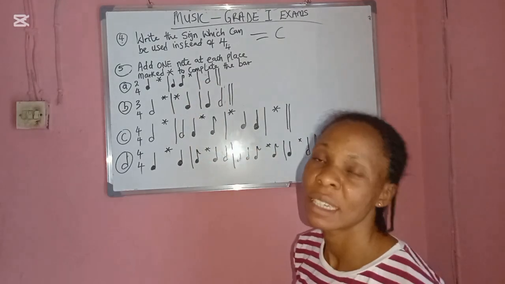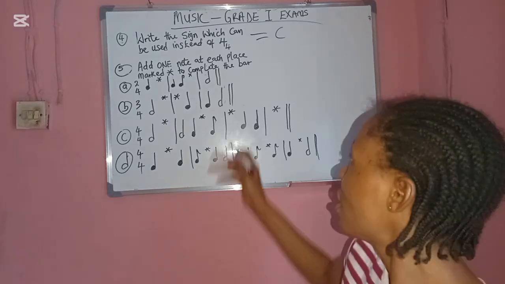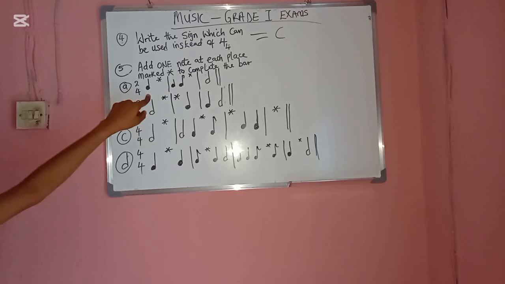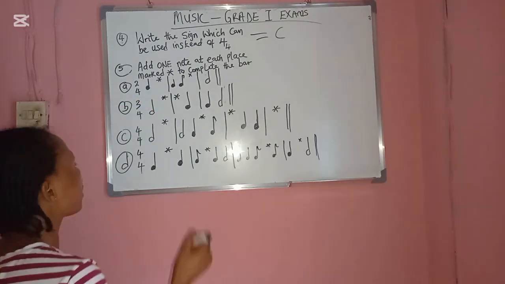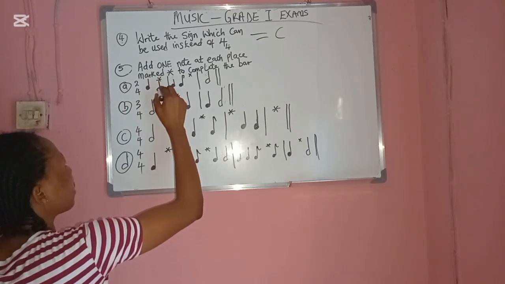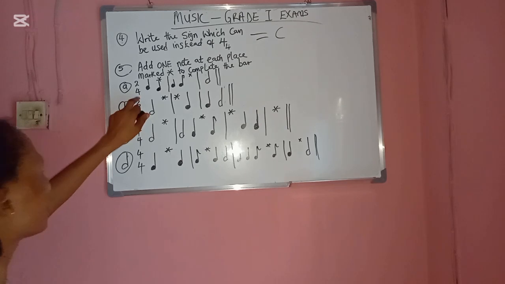Okay, so let's add notes to complete the bar. So here we already have one note, one crotchet. So what is remaining here to complete this bar is another crotchet, because it's 2 crotchets per bar. It's another crotchet.